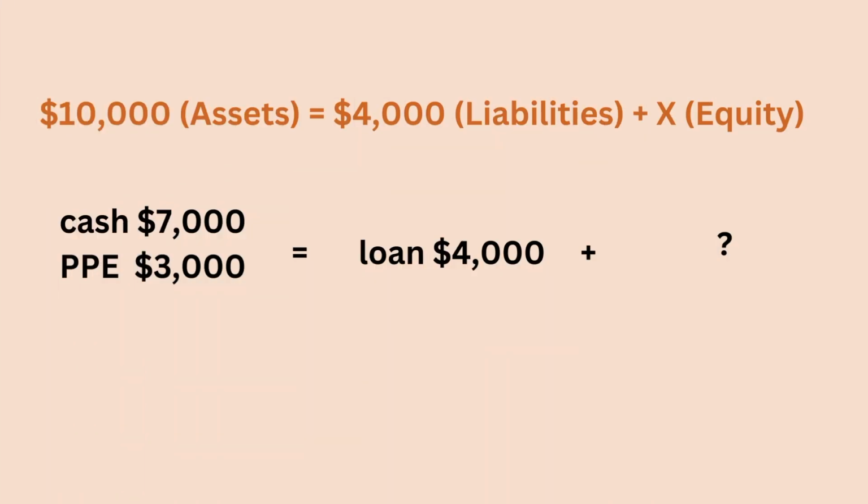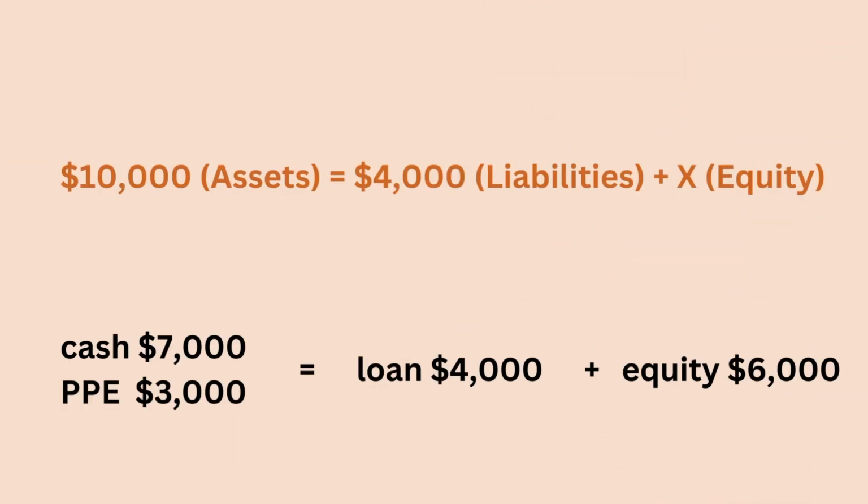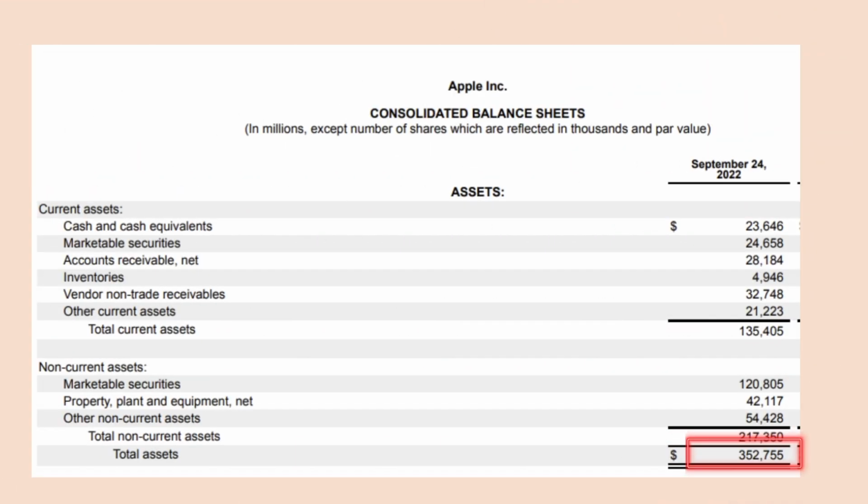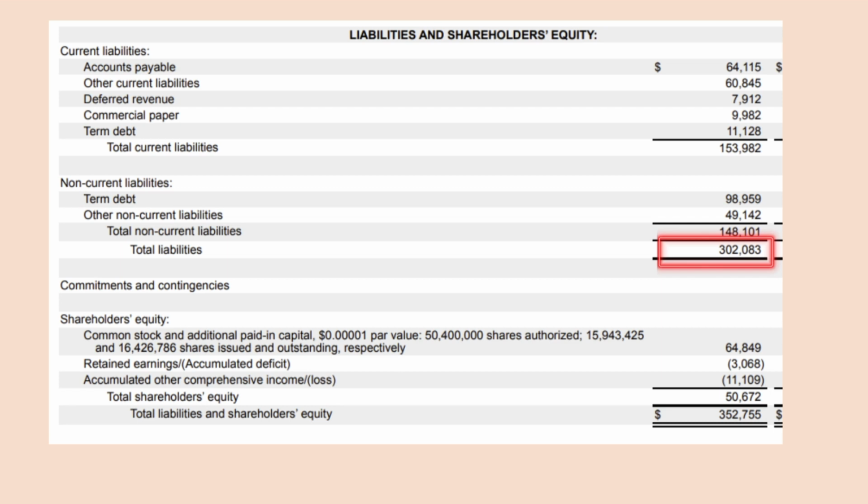Let's make it clearer with examples. If a company has $10,000 in assets, consisting of $7,000 in cash and $3,000 in equipment, and has a $4,000 loan, what is the owner's equity? Exactly, the equity is $6,000. Let's look at a real-world example. Let's take Apple, for example. Their balance sheet from 2022 showed total assets of $353 billion, total liabilities of $302 billion, and total equity of $51 billion. Can you see how the accounting equation holds?